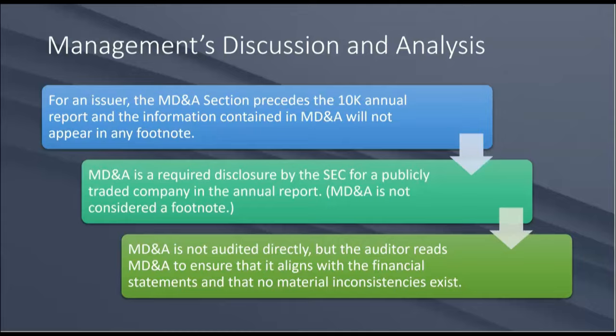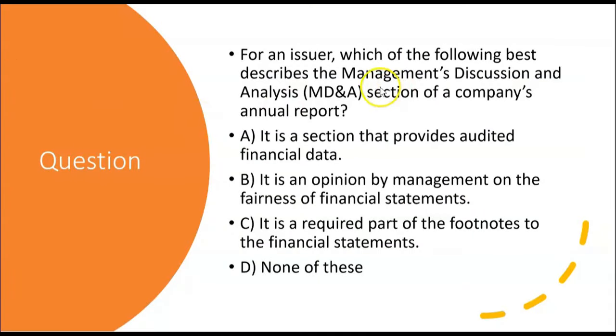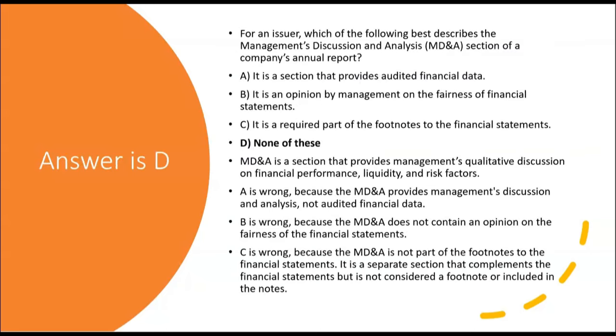No. All right, for an issuer, which of the following best describes the MD&A section of a company's annual report? A says it's a section that provides audited financial data. No. B, it's an opinion by management on the fairness of financial statements. No. C, it's a required part of the footnotes to the financial statements. No. MD&A is not a footnote to the financial statements. So the answer is D, none of these.